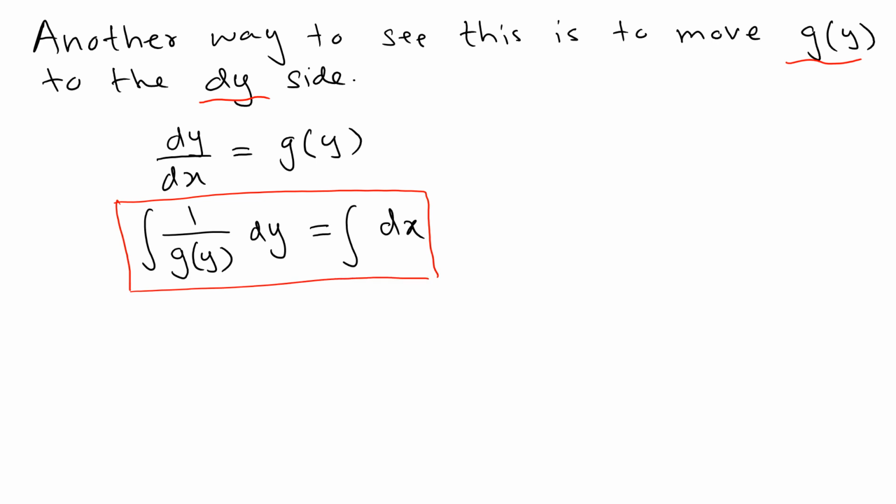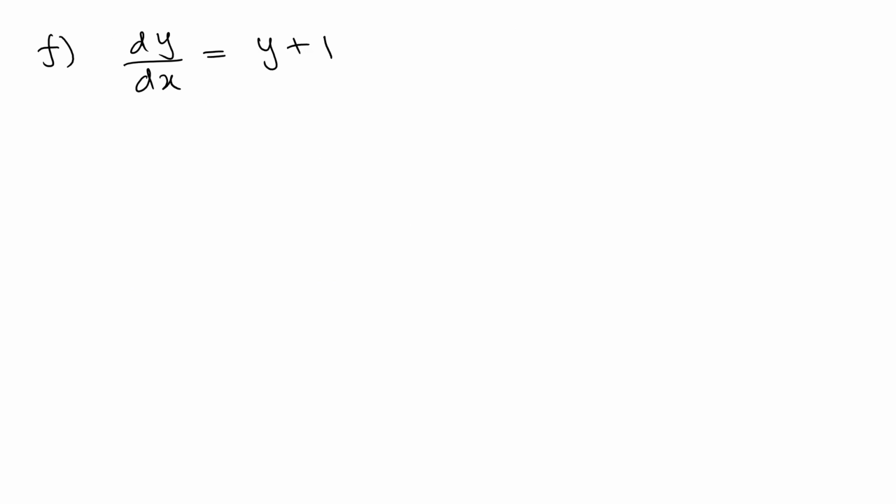So let's look at several examples and see how things go. As the first example, we have dy over dx equal y plus 1. The first step is we flip the equation, so we can write this as dx over dy equal 1 over y plus 1. Now this is type 1, so we can integrate the two sides with respect to the independent variable, the one in the bottom, so integrating with respect to y.